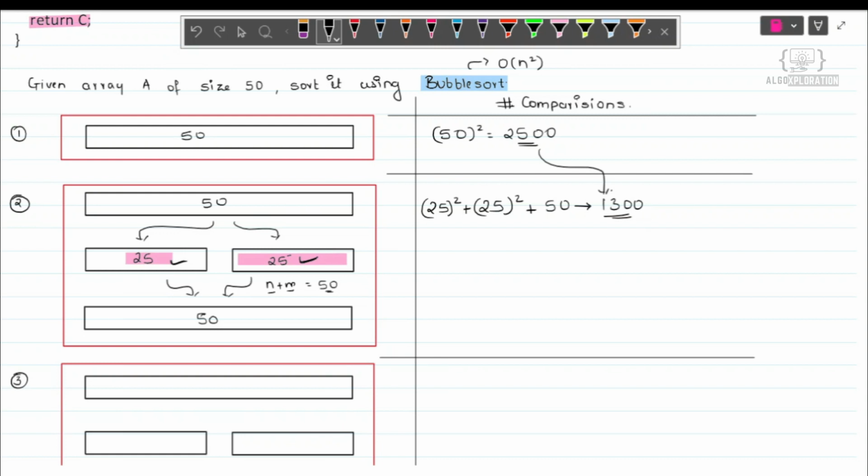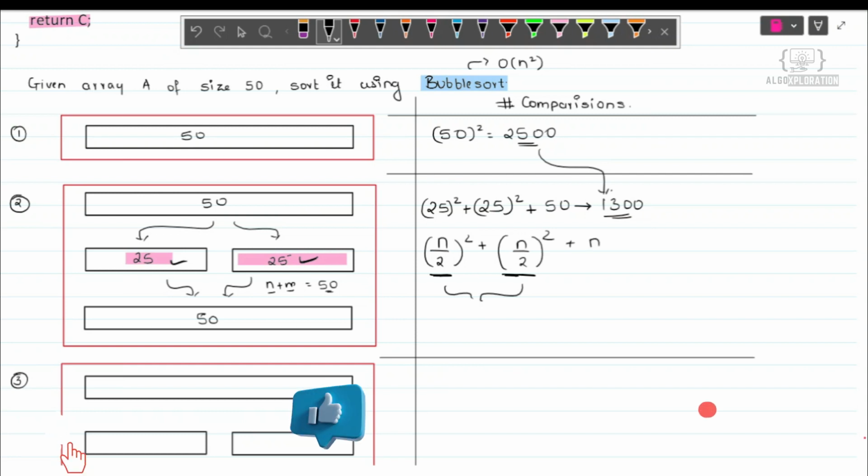Now let's generalize this. If we divide the whole array into two sub-arrays, then it will be n by 2 whole square for sorting the first half, and n by 2 whole square for sorting the second half, and then we have to merge this array using the merge algorithm, that will be n.